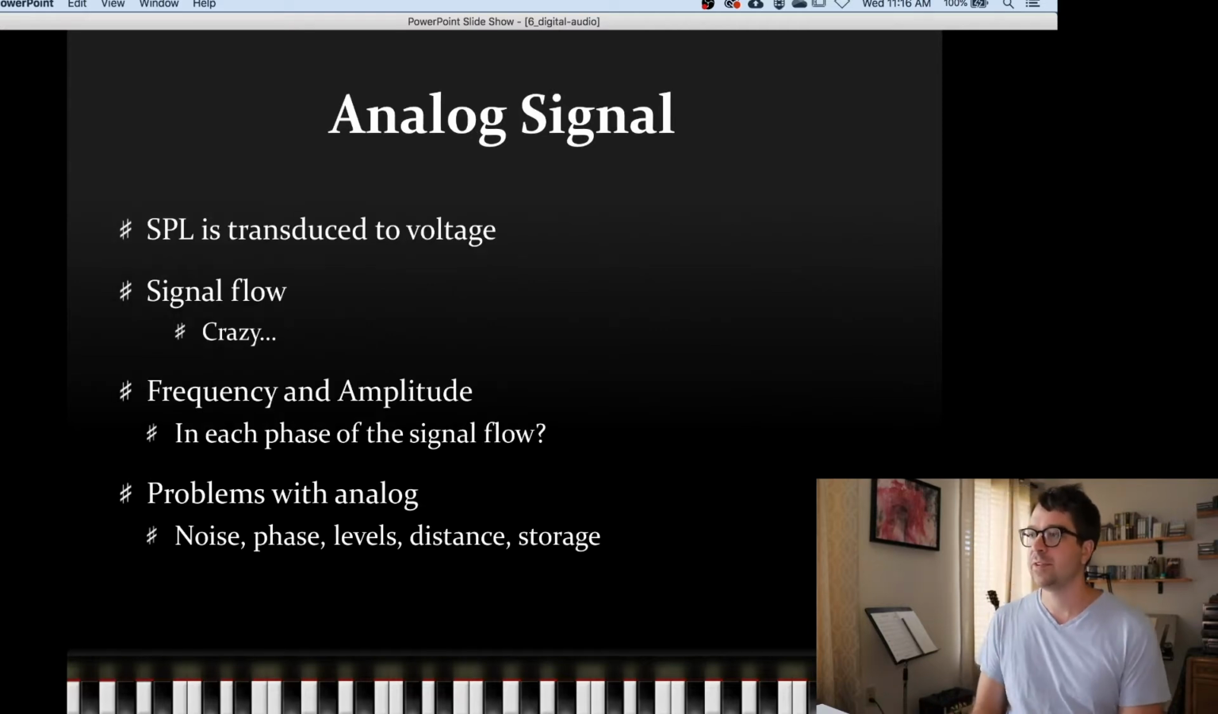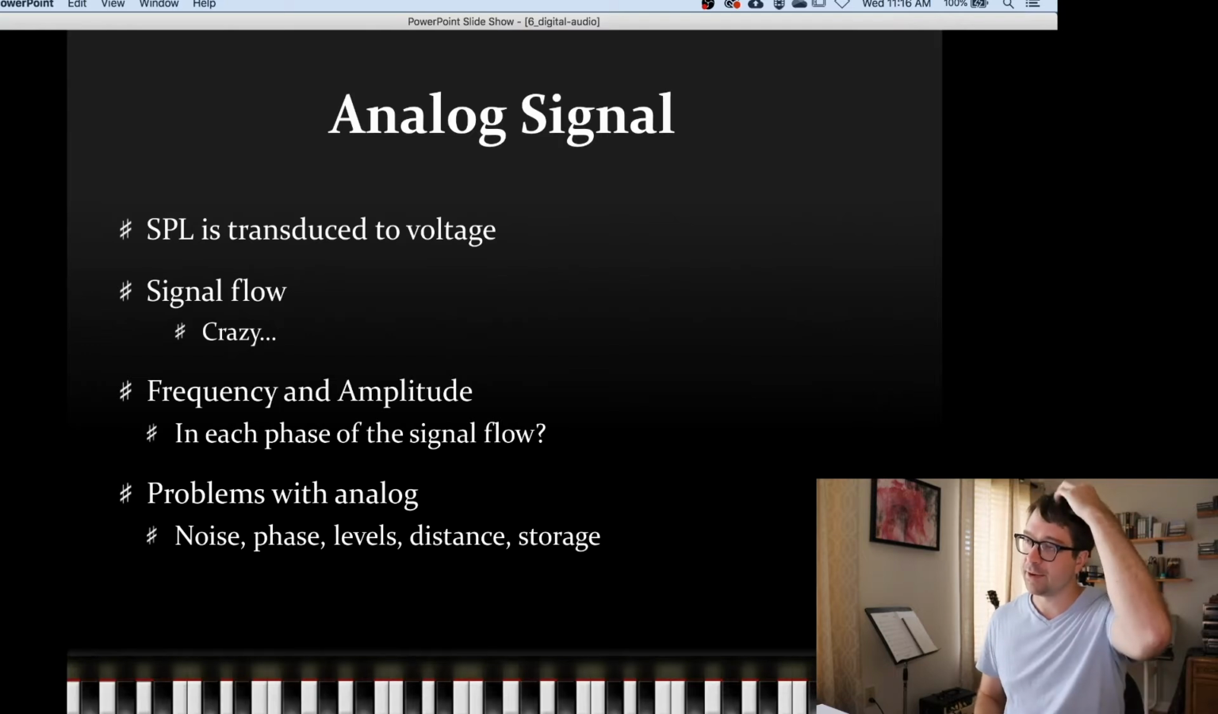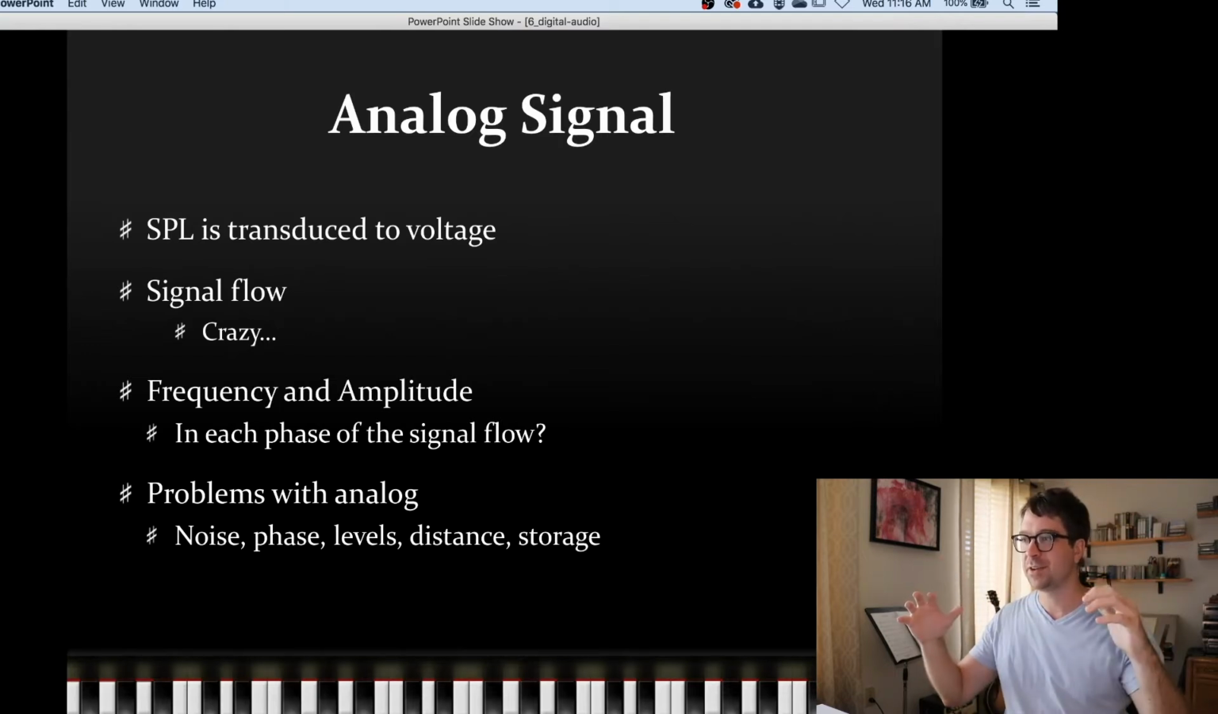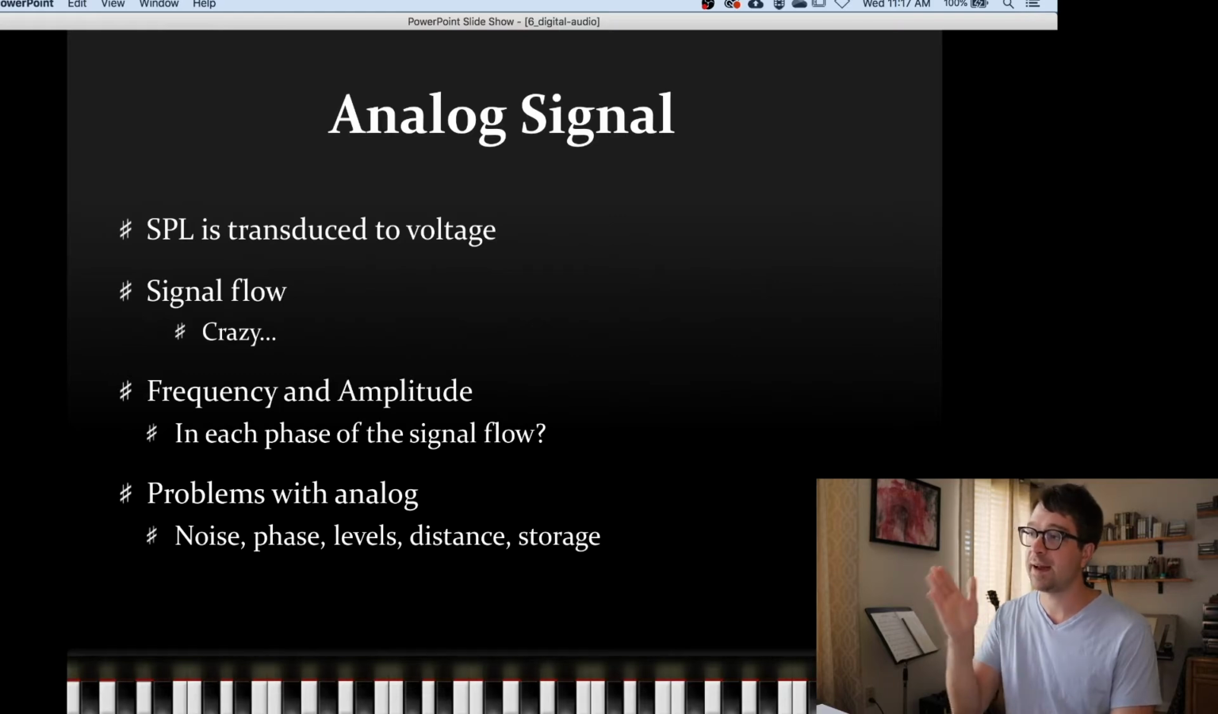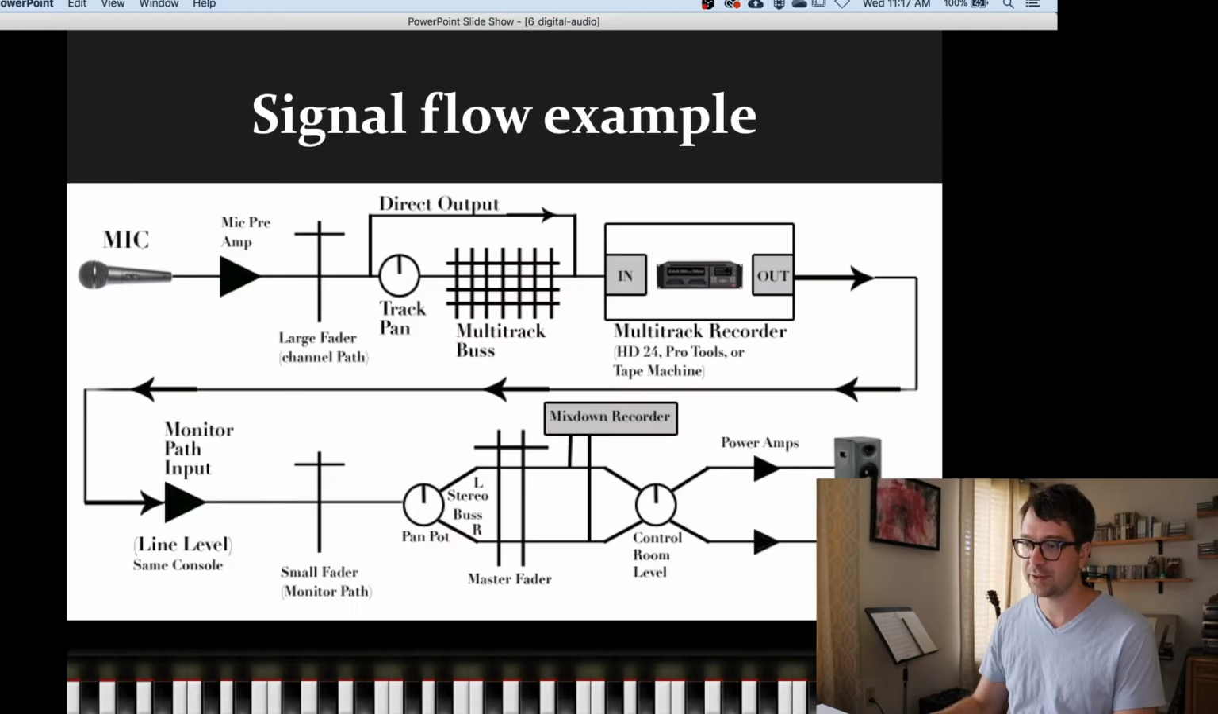So let's talk about how this was before the dawn of computers, with analog signal, meaning with electric signal. Sound pressure level of audio is transduced into voltage. That means that sound pressure waves in the air, compression and rarefaction of air molecules, is transduced by a microphone into electricity. The signal flow can be kind of intense. The frequency and the amplitude of the signal can potentially change and be degraded at every step of the signal chain. So let's look at a signal chain.